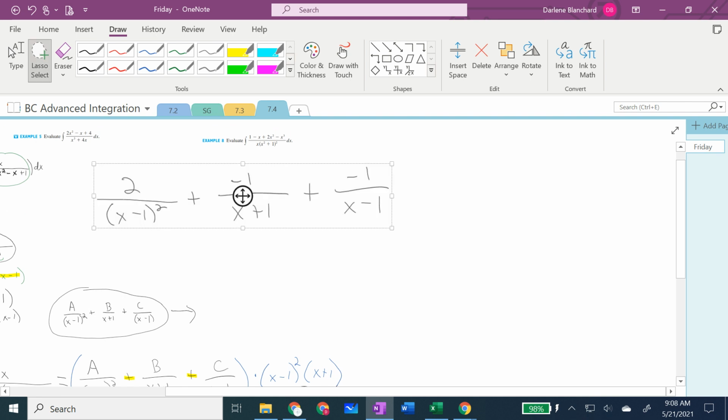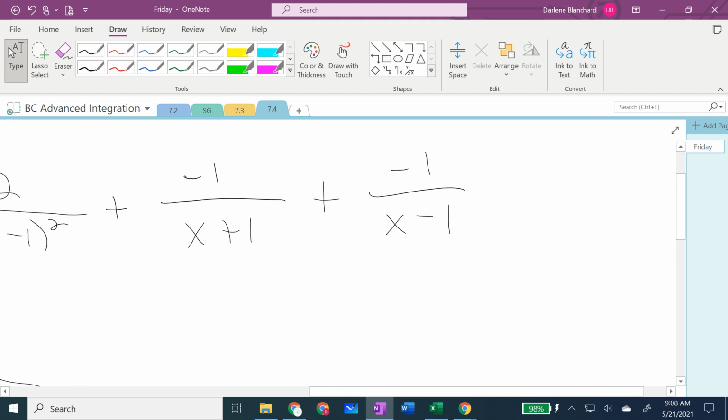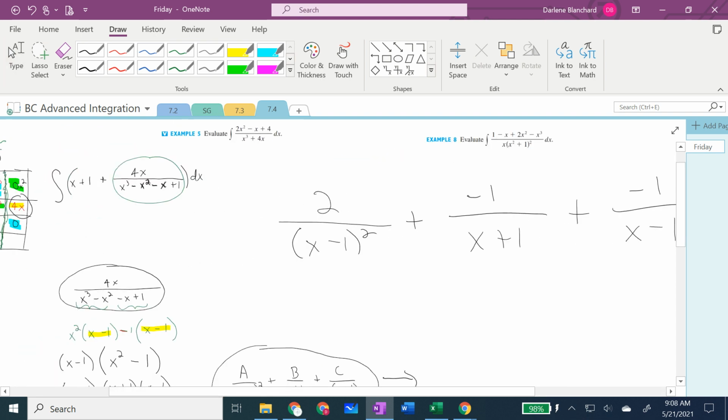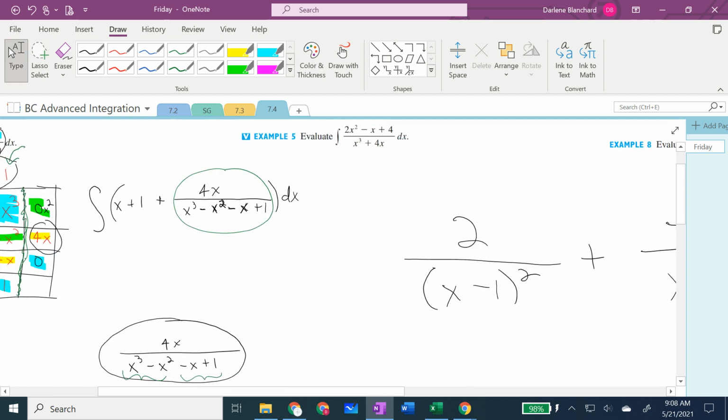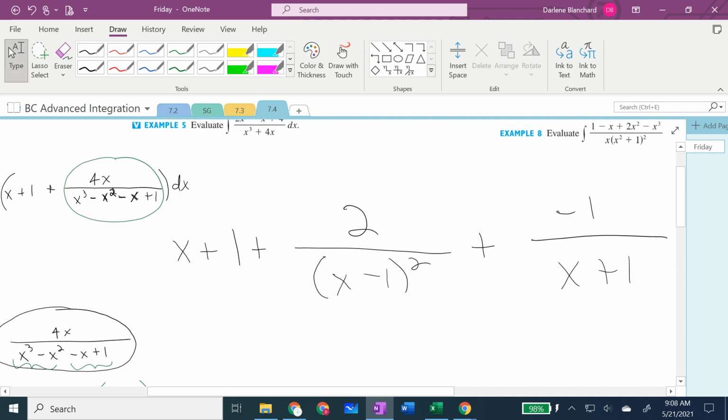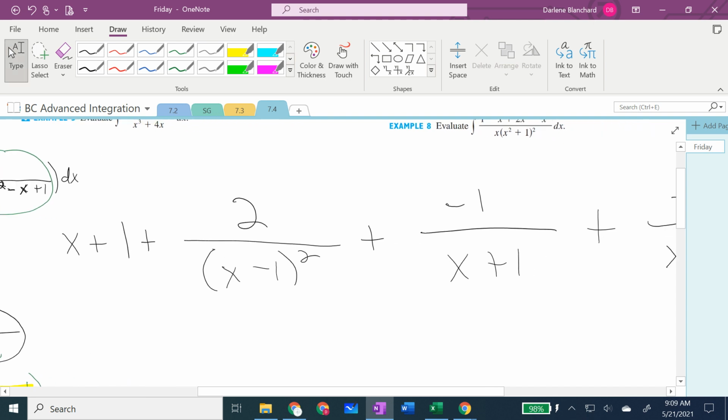Oh, no wonder. I zoomed way out. I'm going to bring this back over to here. The integral that I wanted to solve started with x plus 1, and then plus, and I just rewrote what is circled there in green. This is now what I need to integrate. This is what I'm capable of integrating.